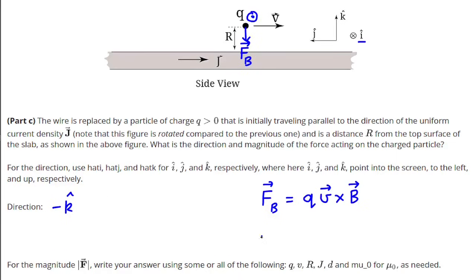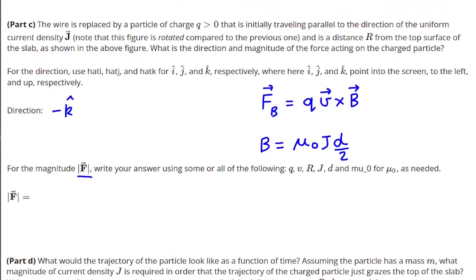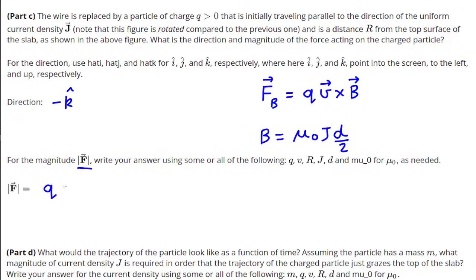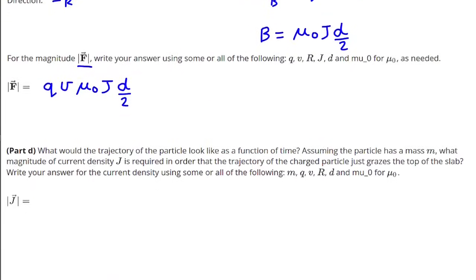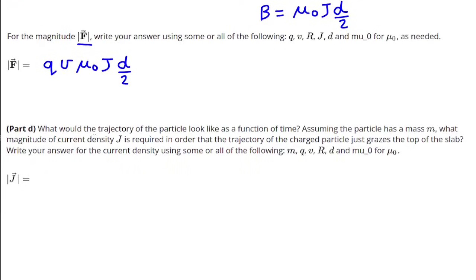And recall the magnitude of the magnetic field due to the infinite slab is the magnetic permeability times the current density times half the depth of the slab, and using that we can determine the magnitude of the magnetic force. So that would be Q times V times mu naught J d over 2. And in part D, what would the trajectory of the particle look like as a function of time? Assuming it has a mass m, what is the magnitude of the current density required in order for the trajectory of the charged particle to just graze the top of the slab?